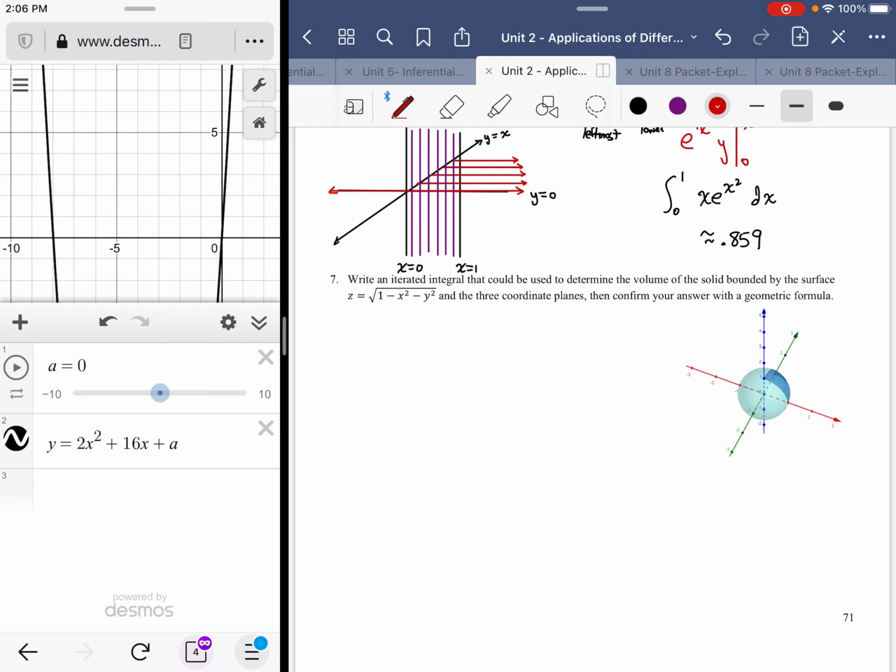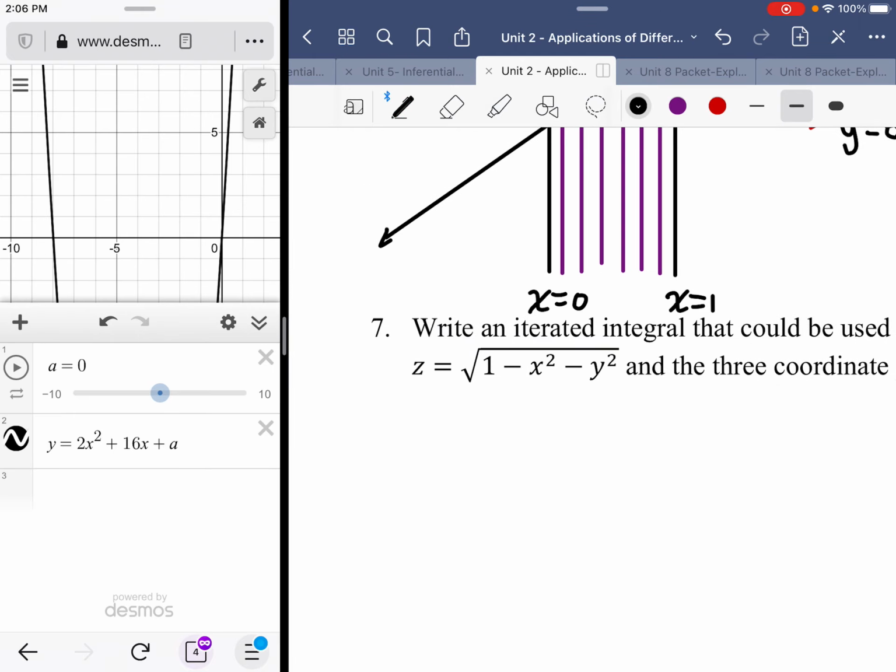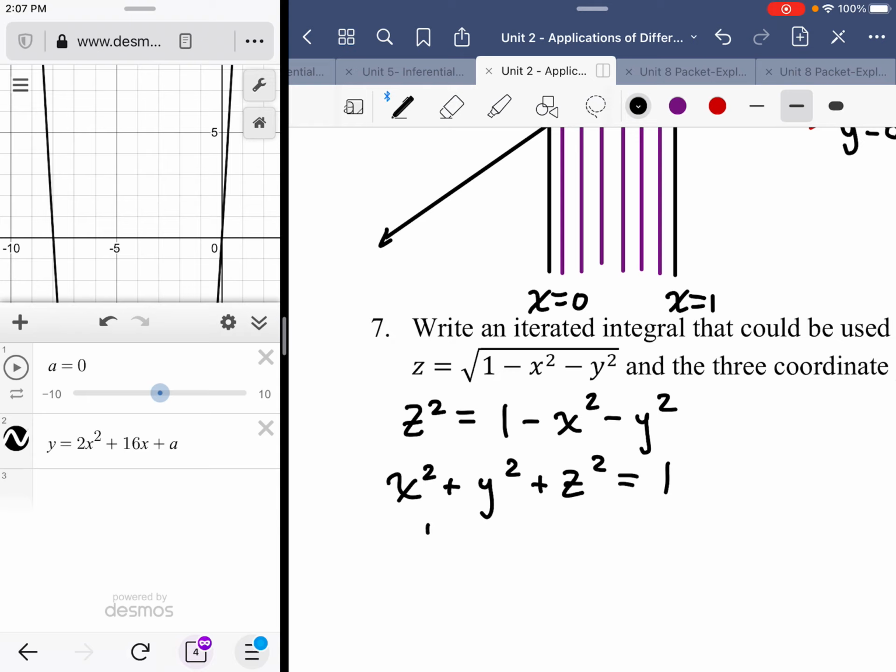All right, so first thing we keep in mind is that the surface does appear to be spherical, based on the picture and also based off the equation itself. If we square both sides and get it into standard form, we see that we're looking at a unit sphere.